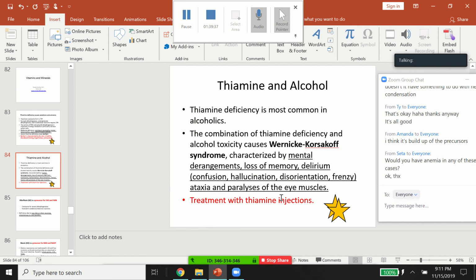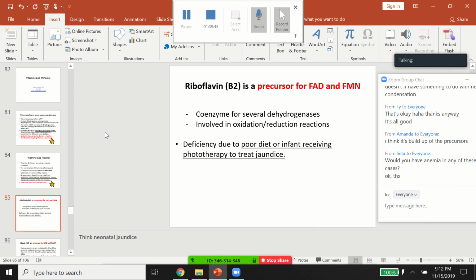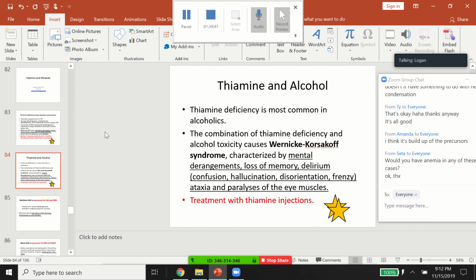Treatment is with thiamine injections, because of course that's going to be your main issue, that thiamine deficiency. So beriberi, thiamine deficiency. Wernicke-Korsakoff, thiamine deficiency and alcohol toxicity.